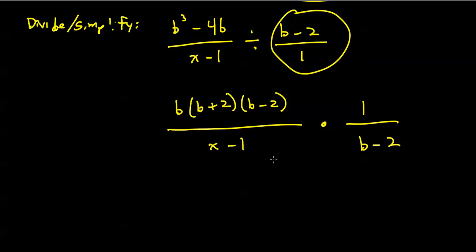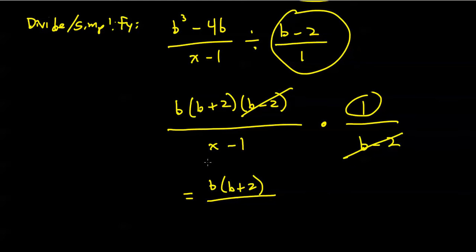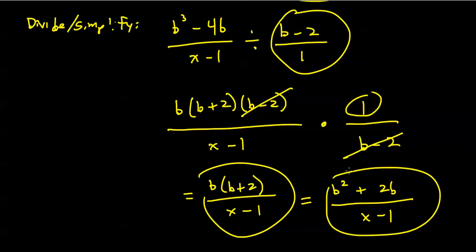Of course, the b minus 2's cancel out, and I'm left with, well, b times b plus 2 times 1, and I'm not going to write a redundant factor of 1, divided by x minus 1 times 1 is just x minus 1. So there's my final answer, and of course you could multiply out that numerator product if you like. Either of these answers is equivalent and correct. Okay? b squared plus 2b over x minus 1.